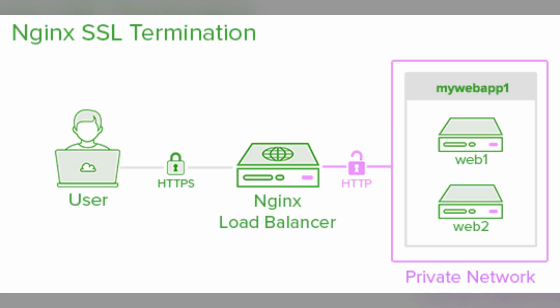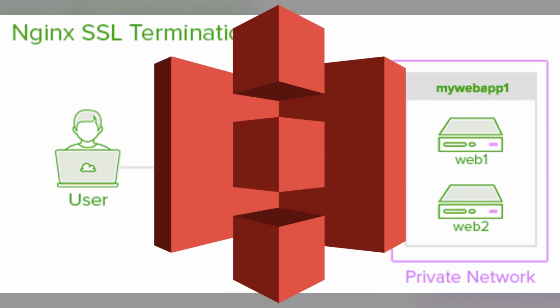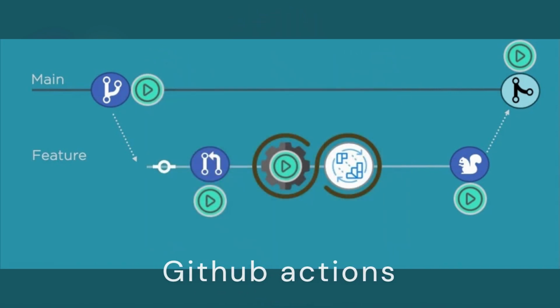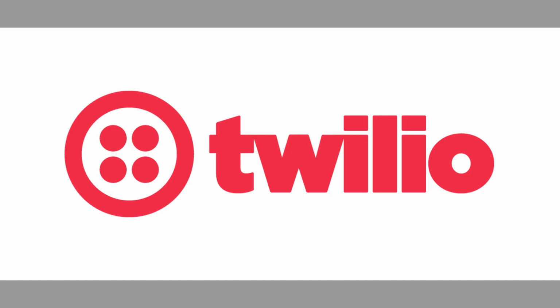We use an Nginx reverse proxy to handle SSL. We use AWS S3 to store images and PDFs. We use GitHub Actions to automate the deployment to a Linux VPS at the time of development.